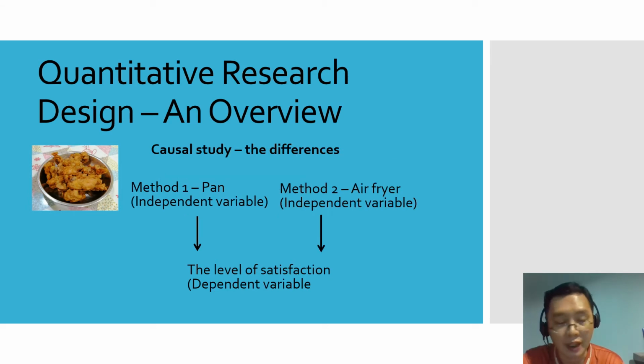Another option that I can take is I can study the differences of different methods. This is what we call the causal study. Probably I can use method 1 to prepare the fried chicken, that is using pan. Or method 2, I could use an air fryer to prepare the fried chicken. And whether there's any differences in the level of satisfaction if I'm using two different methods.